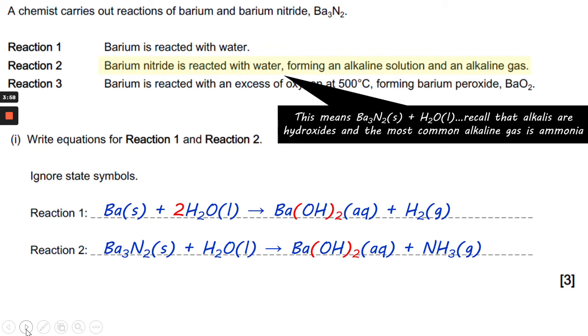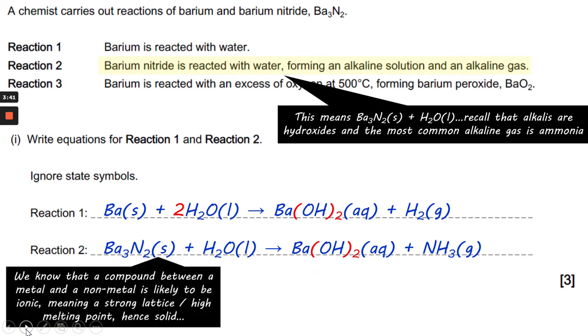If we go on to the next one, it says barium nitride is reacted with water forming an alkaline solution and alkaline gas. Alkalis are hydroxides, and the most common alkaline gas is ammonia. So that allows us to put NH3 as a gas as a product, and also our barium hydroxide from before. Now, we know that a compound between a metal and a non-metal is likely to be ionic, so a strong lattice or high melting point will be in place, so therefore barium nitride we can assume is a solid.